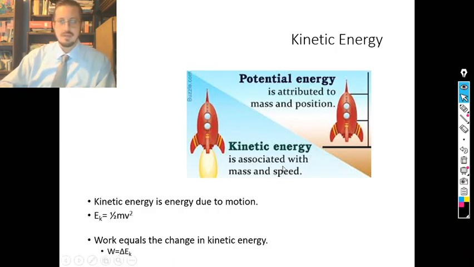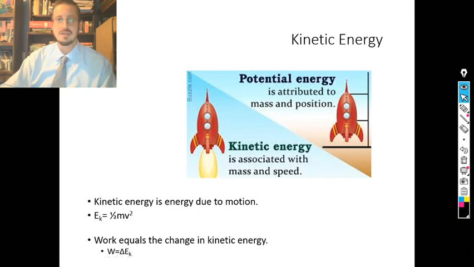Kinetic energy is associated with mass and speed, and its equation is 1/2 mv squared. And again, that equation, where it comes from, is derived in the video. It comes from Newton's second law, the definition of acceleration, and the definition of work. And work does indeed equal the change in kinetic energy.